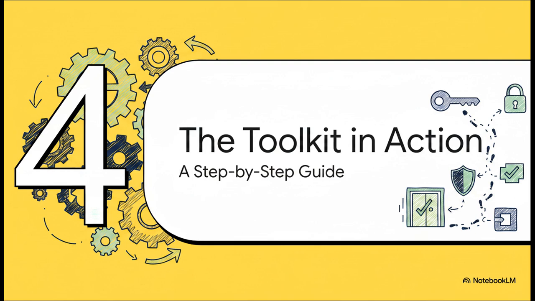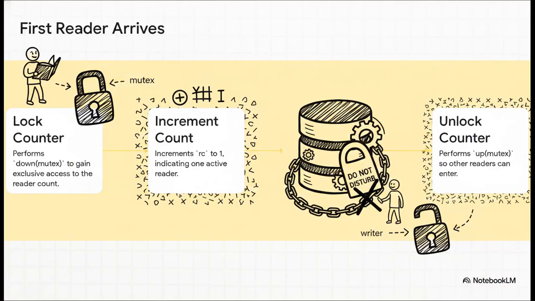Okay, so we've got our tools. Now let's put them into action and walk through step by step to see how these pieces work together to keep everything running smoothly. All right, picture this. The very first reader shows up. First, it briefly locks the counter so it can safely bump the read count up to 1. Now here's the key move. Because it's the first reader, it immediately grabs the main database lock, the DB semaphore. It's like putting up a big Do Not Disturb sign for any writers. Then it unlocks the counter and goes about its business.